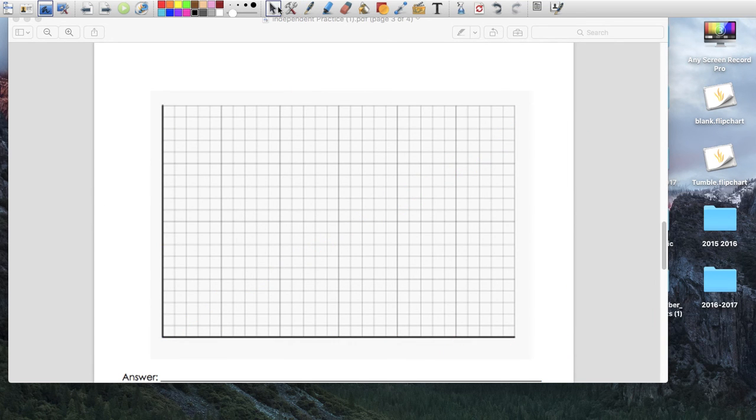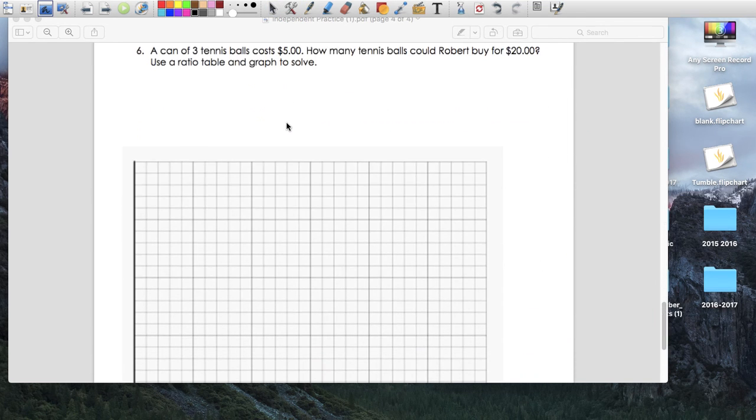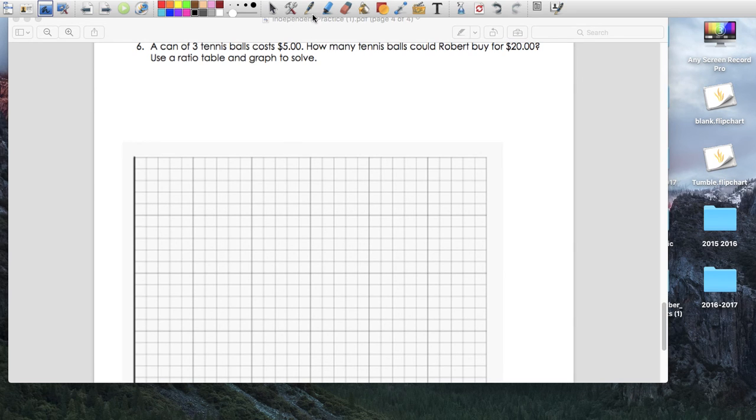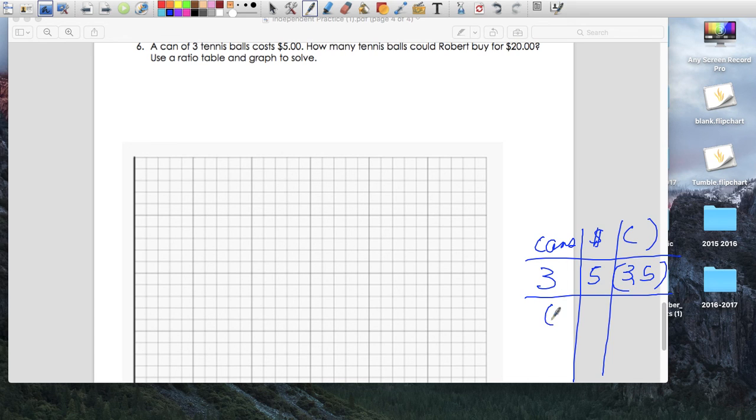Clear annotations. I think we have one more. And we do. Can of tennis balls, and I'll write it somewhere over here. Let's write cans, money, and over here we'll write the ordered pair. So 3 cans cost me $5. And here's my ordered pair, 3 and 5. If I go 6 cans, it's going to get me $10, 6 and 10.